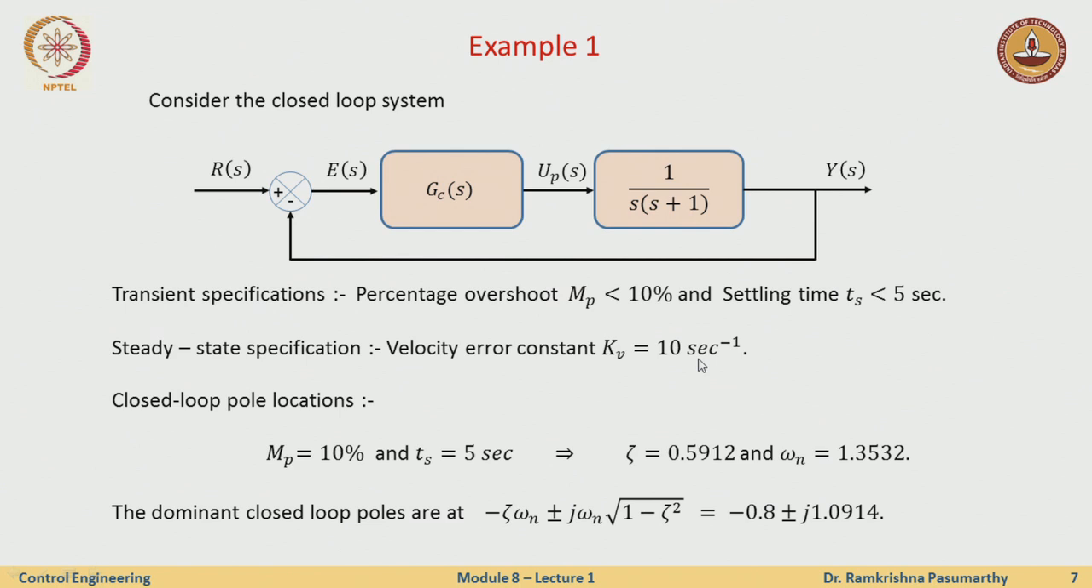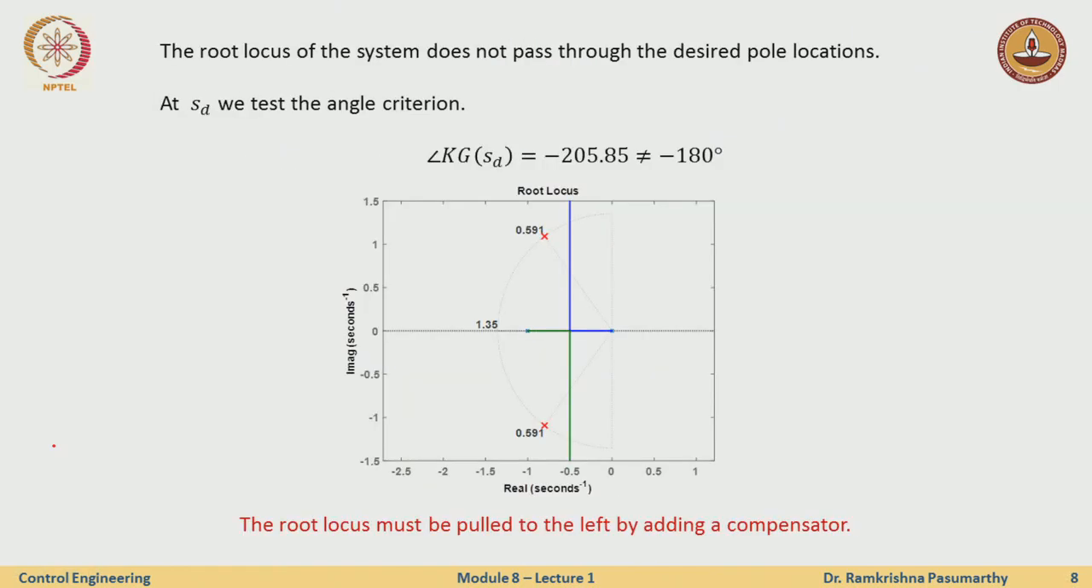Okay, so let's first translate this into the locations of closed loop poles in terms of the dominant poles. So MP of 10%, I put it into the formula, TS of 5 seconds, I put it into the formula, and I get these numbers. Theta is 0.59 and omega is 1.35. With these two numbers, I get the location of the dominant closed loop poles at minus 0.8 plus minus j 1.0914.